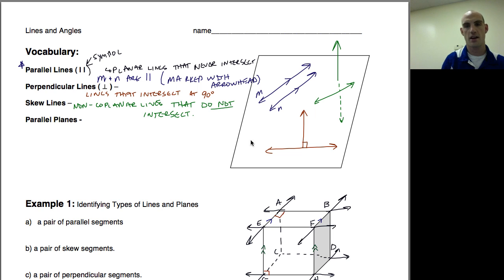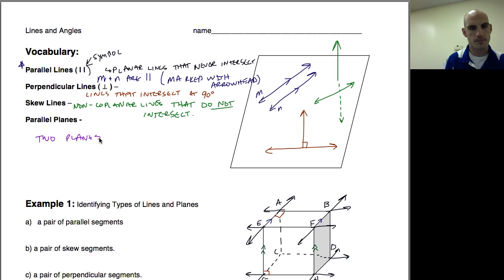They don't intersect. And so even though in the picture, the dotted line looks like they intersect, remember that dotted line goes straight down through the plane. And so skew lines are non-coplanar. They don't intersect.